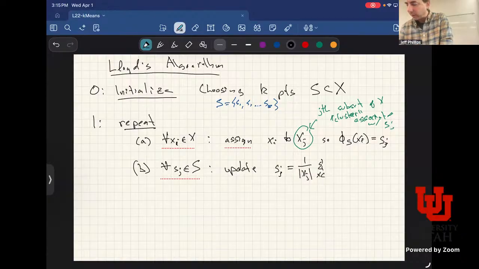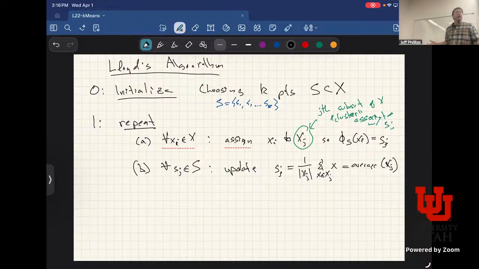clusters, and I'm just going to take the average. So I'm just taking the average, or the mean, of each of the clusters I found in step A and saying, this is my new choice of the site. Okay, the new choice of the site is no longer necessarily one of the data points. But that's okay, that's not required.